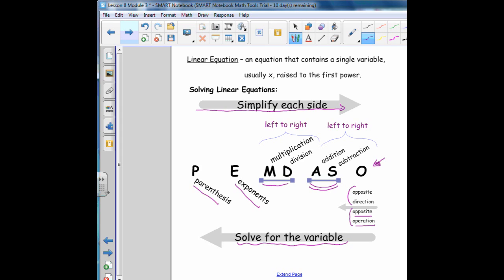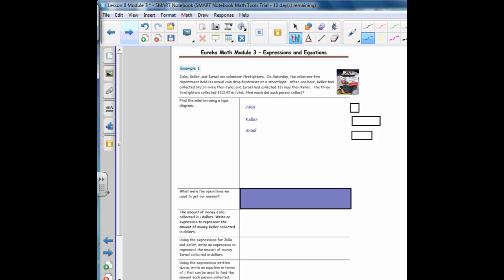So if the equation says to add, you will subtract. If the equation says to subtract, you will add. Then you will undo any multiplication and division. If it says to multiply, you will divide. If it says to divide, you will multiply. For right now, that's as far as we're going to go with solving equations.